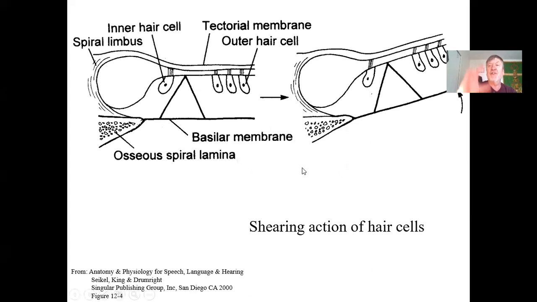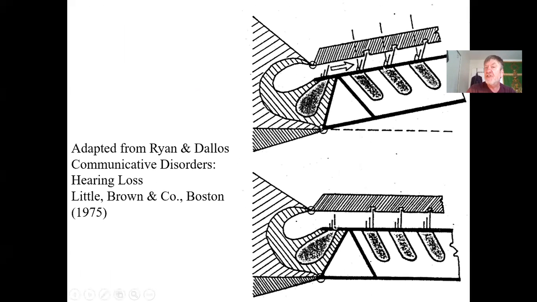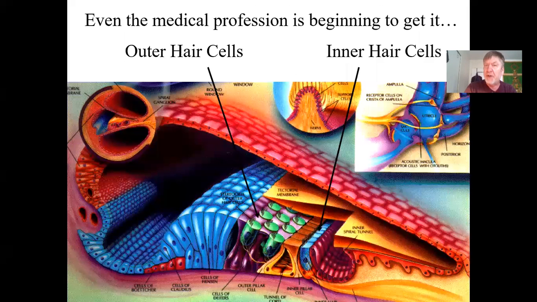Once again, because of the vertical motion of the scala media, you're getting a bending action taking place which shears or bends the hairs. So think of the cochlea as two transductions. One is it's taking mechanical energy from the middle ear, the footplate of the stapes pushing in and out of the oval window, and changing that into traveling waves. And then the hair cells are taking the traveling waves and changing that energy into electrical energy. And that's done when the hairs are sheared.